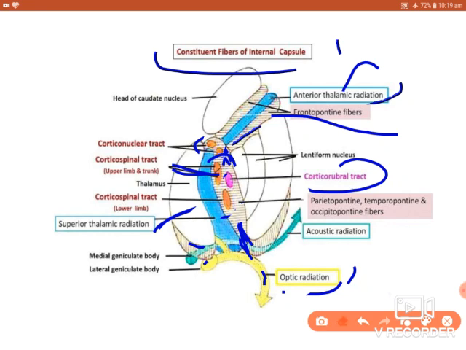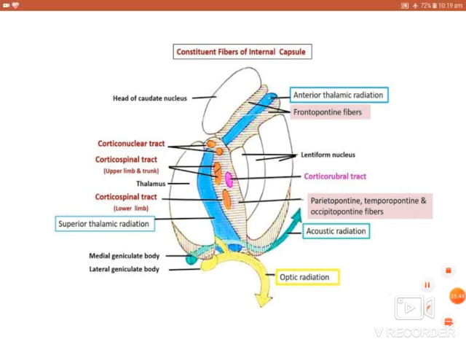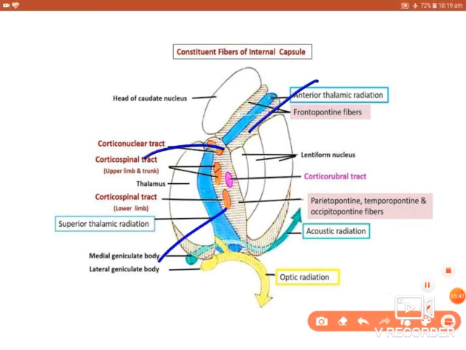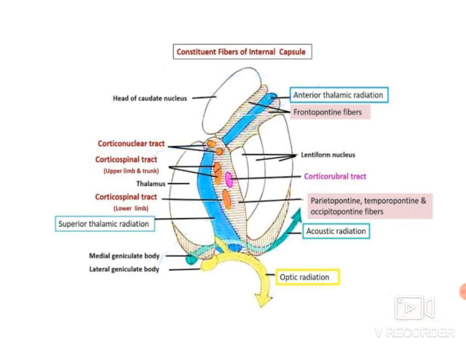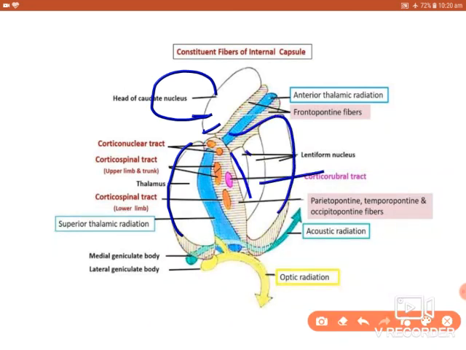So that's about the fibers of this internal capsule. Here we are seeing the parts of the internal capsule, then its fibers, then the relations. Medially, you can see there is the thalamus inferiorly, and superiorly there is the caudate nucleus medial. Laterally there is the lentiform nucleus.